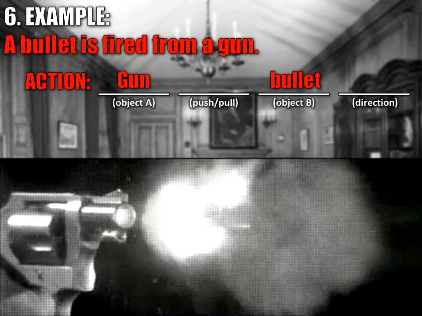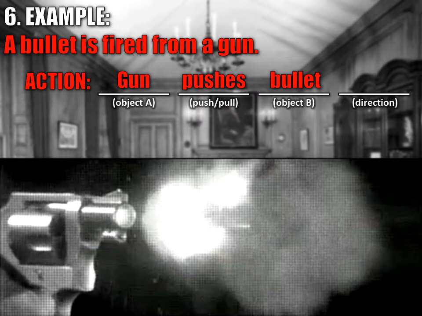Now, what does the gun do to the bullet? Well, the gun pushes the bullet. A force is either a push or a pull. We wouldn't say that the gun fires the bullet because that wouldn't be a force. A force is a push or a pull. So now we have that the gun pushes the bullet.